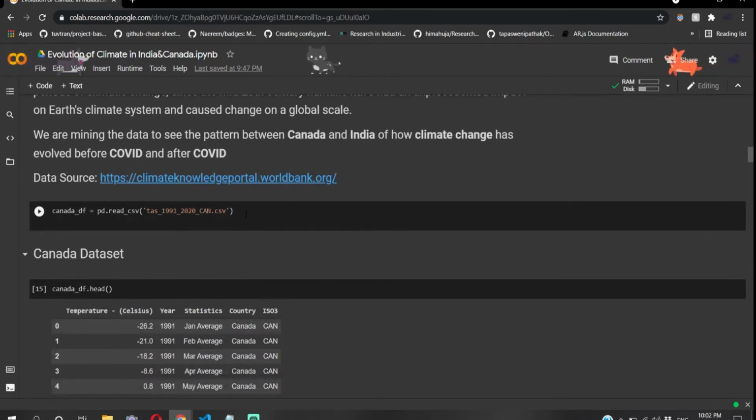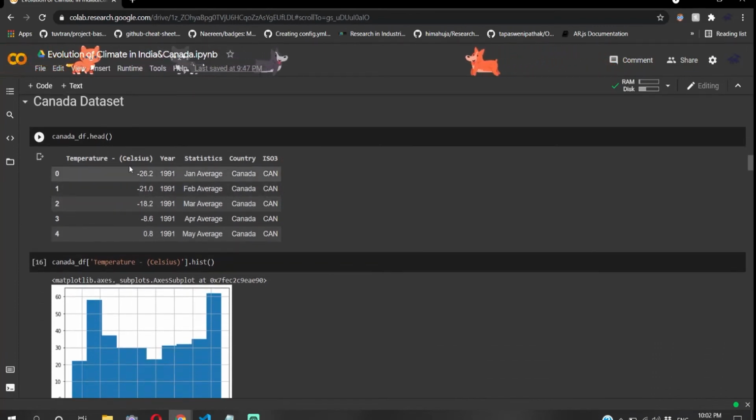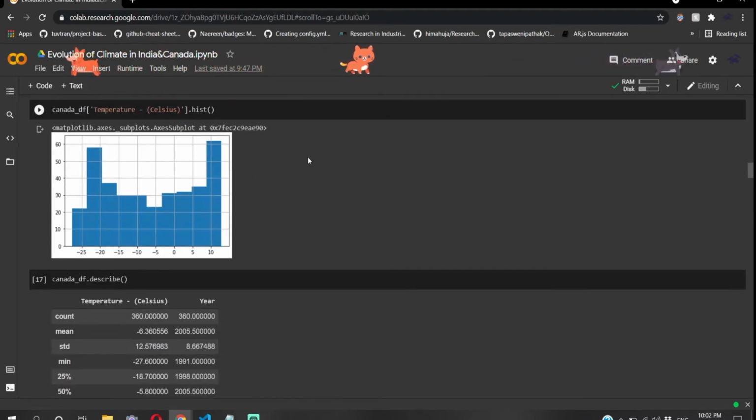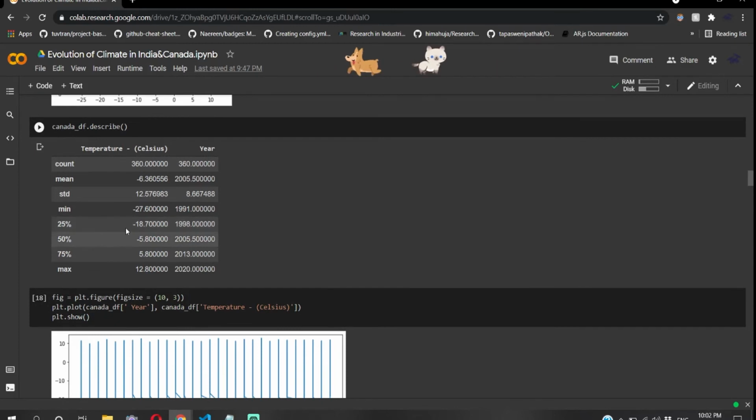So here I have just taken a CSV and uploaded it. We have five columns: temperature in Celsius, year, statistics, country, ISO3. That is the code. I've made a histogram of the temperature, which shows how many times each temperature occurred, so it shows the frequency. Then I've described all the important things, such as how many values there are, the mean, the standard deviation, and everything.